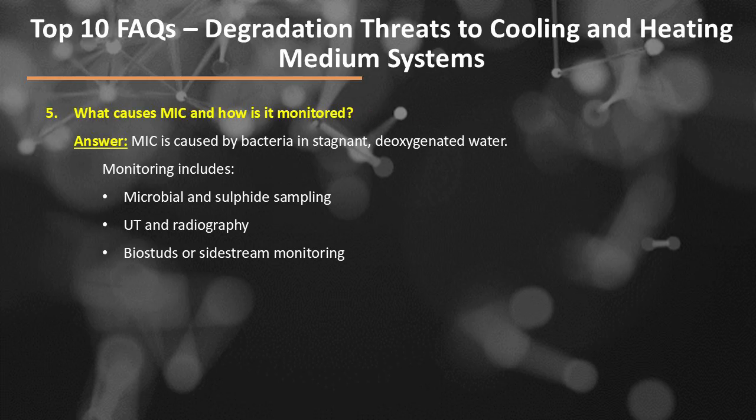Question number 5. What causes MIC and how is it monitored? The answer is, MIC is caused by bacteria in stagnant, deoxygenated water. Monitoring for this threat includes microbial and sulfate sampling, UT and radiography, and biostuds or side stream monitoring.